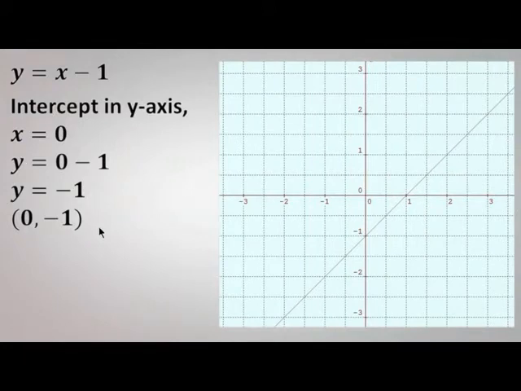As you can see, this is the line y equal to x minus 1. So this point is actually the intercept in the y-axis, and the coordinate of this point is (0, negative 1).